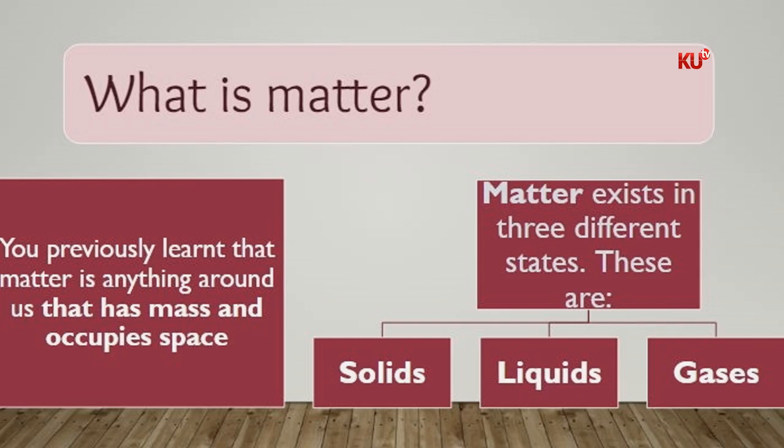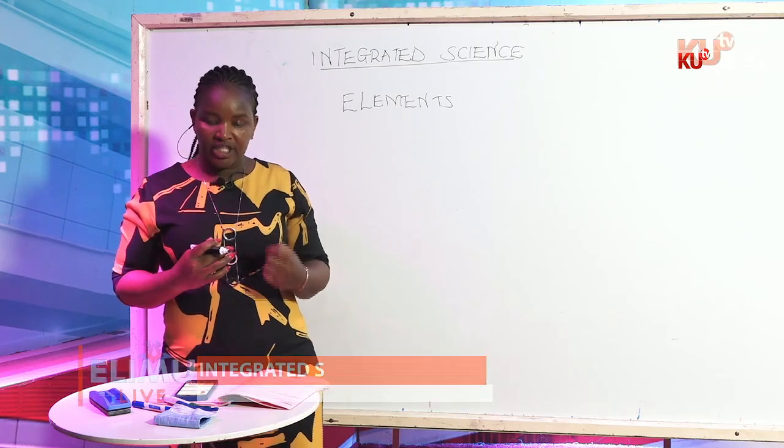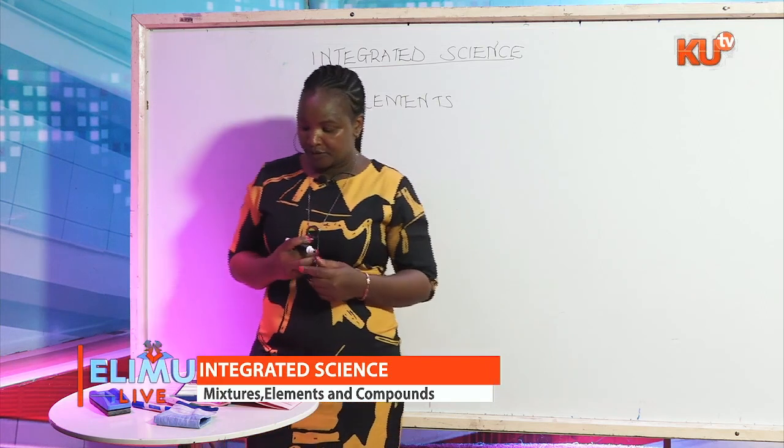And the definition has not changed. It is still our definition even today, that matter is anything around us that has mass. Remember, mass is the amount of substance in an object. The quantity of matter in an object is what we call mass. So long as an object has mass and it occupies space, that is what we call matter.